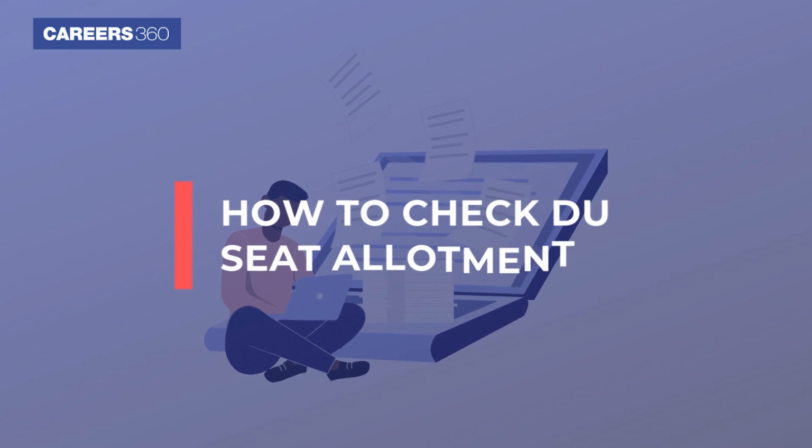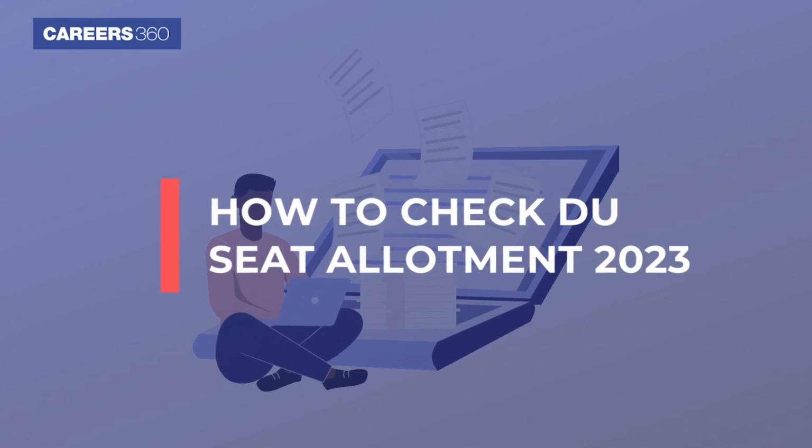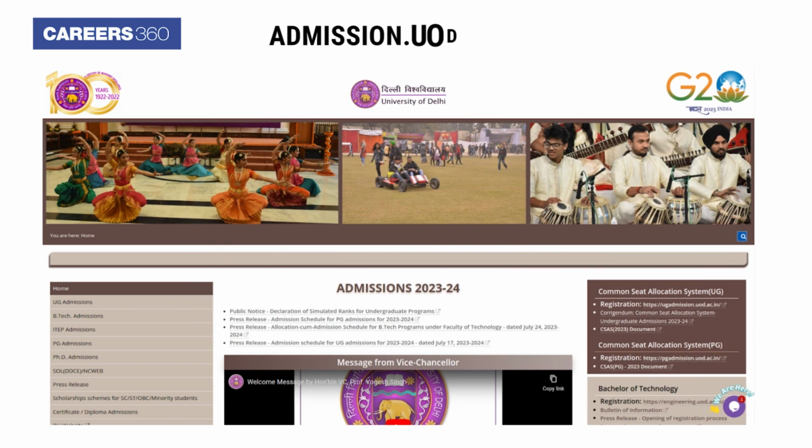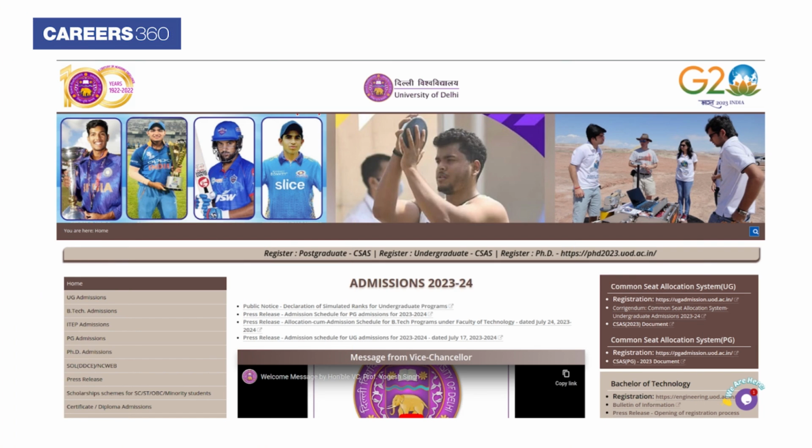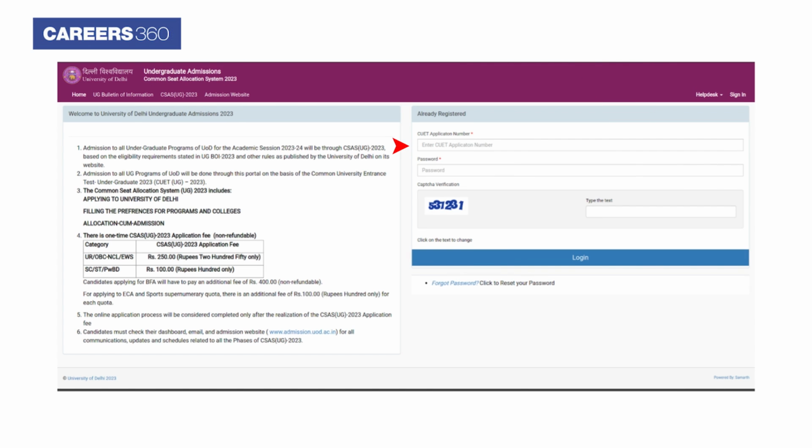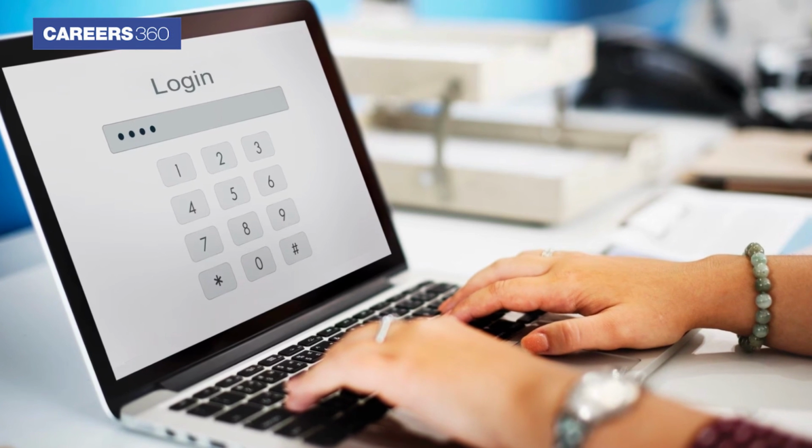How to check DU Seat Allotment 2023? Go to the official website admission.uod.ac.in. Click on CSAS UG Registration 2023 link. Fill out your CUET application number, password and CAPTCHA verification code. Now click on the login option.